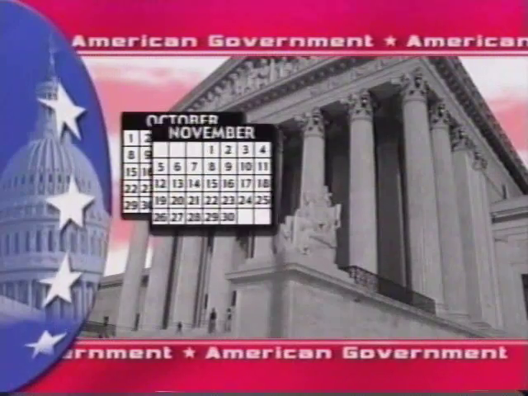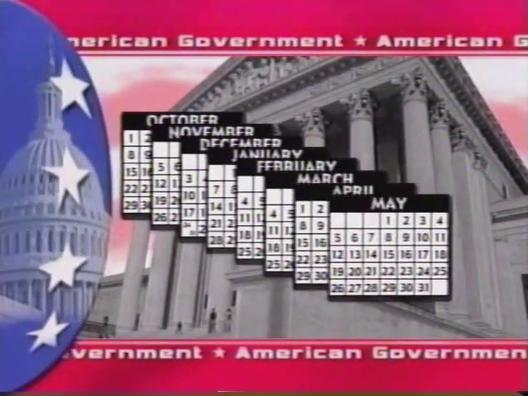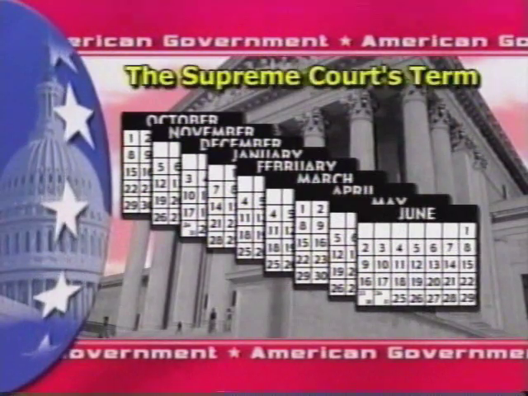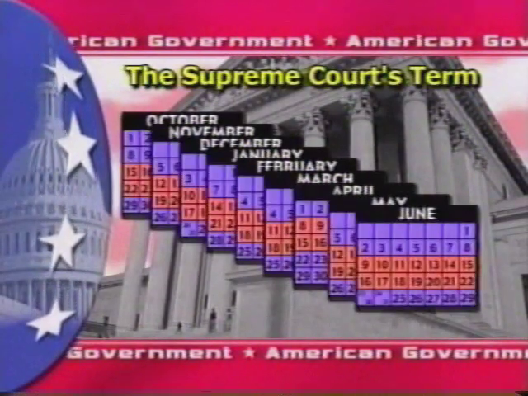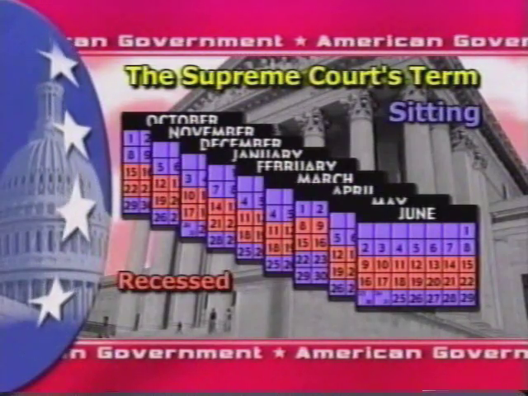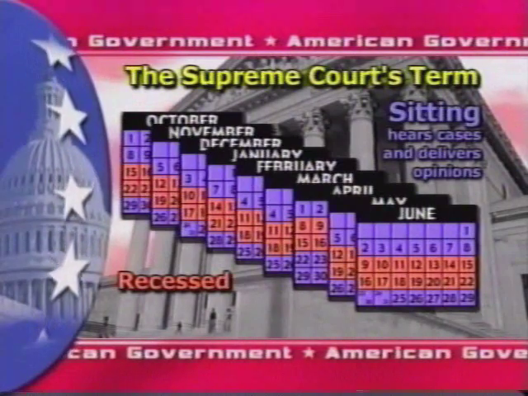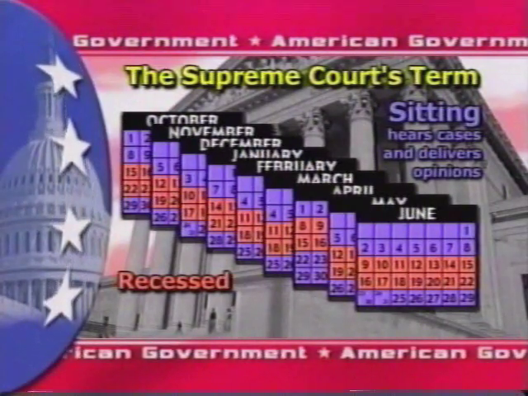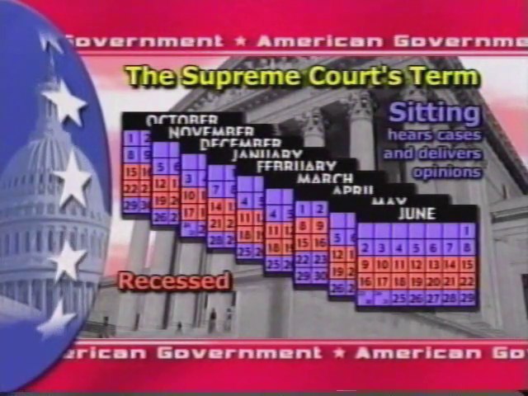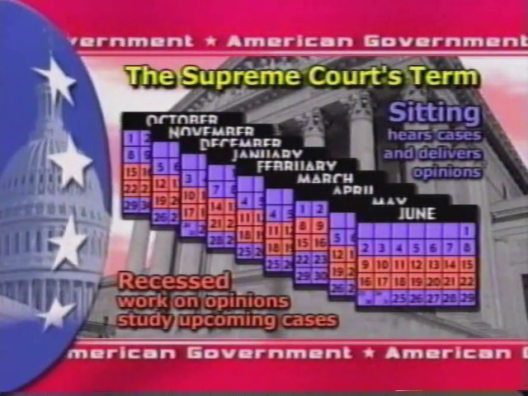The Supreme Court hears cases from October till late June or early July of each year. This time is called the Supreme Court's term. The term is divided into 2-week periods when the court is either sitting or recessed. When the court is sitting, it hears cases and delivers opinions. They can hear up to 24 cases in just one sitting. When the court is recessed, the justices work on their opinions and study upcoming cases.